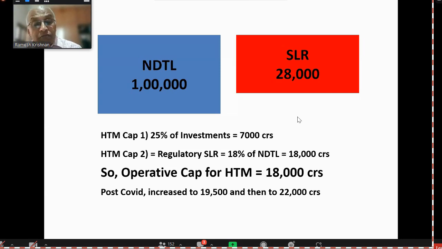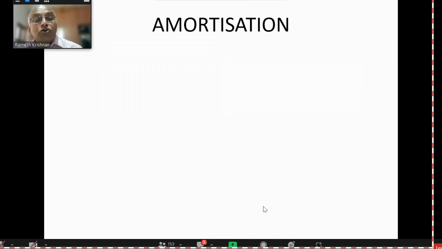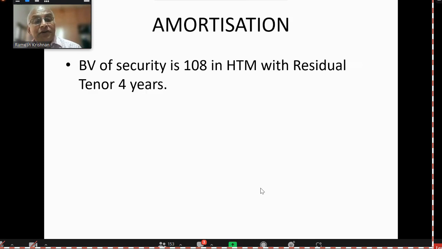So effectively, your mandatory SLR will be your cap for HTM. So that is one thing. Now amortization. Now the book value of a security is 108 in HTM with residual tenor of 4 years. So what will be the per year amount you have to reduce?